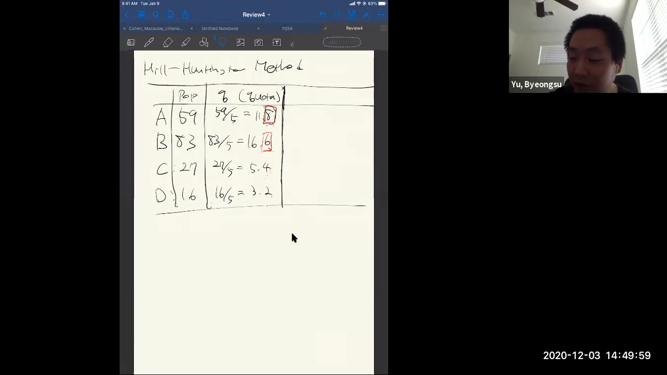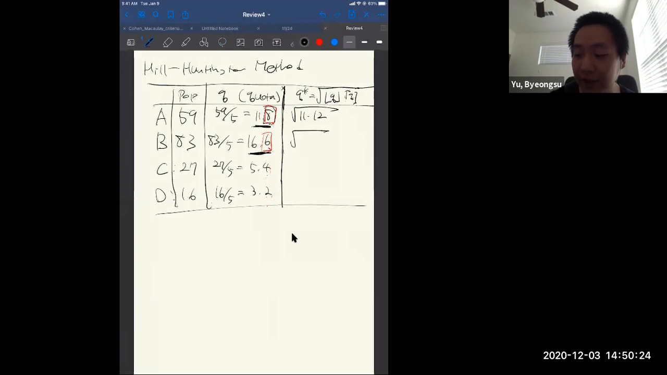Okay, so in case of the Hill-Huntington method, what you need to do is find Q star first, right? So Q star is just the number between rounding down and rounding up. It means that the Q star for 11.8 is just the square root of 11 times 12. And Q star for 16.6 is just the square root of 16 times 17. And Q star for 5.4 is the square root of 5 times 6. And Q star for 3.2 is the square root of 3 times 4, right?